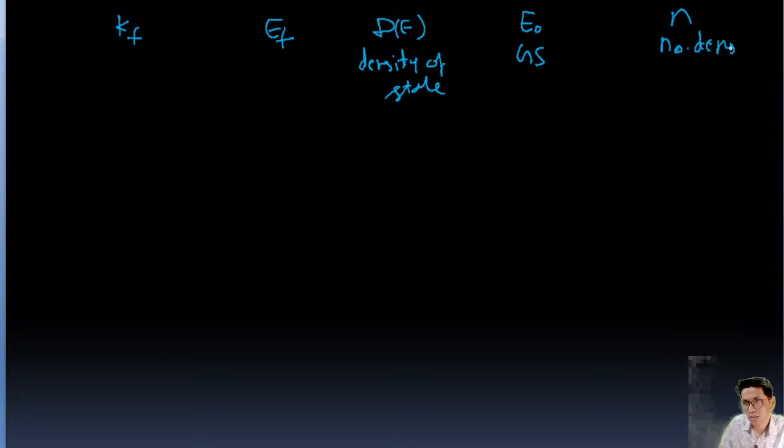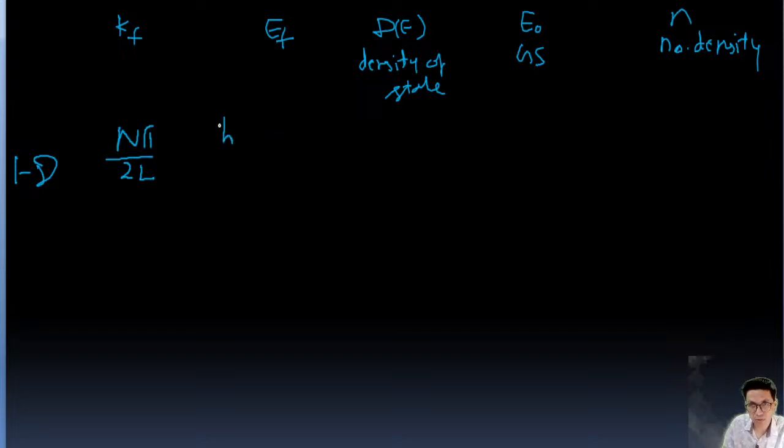Electron density or number density, right? Okay, so this is an important one. If you talk in 1D, the KF value is nπ/L. We have found it. Very important.